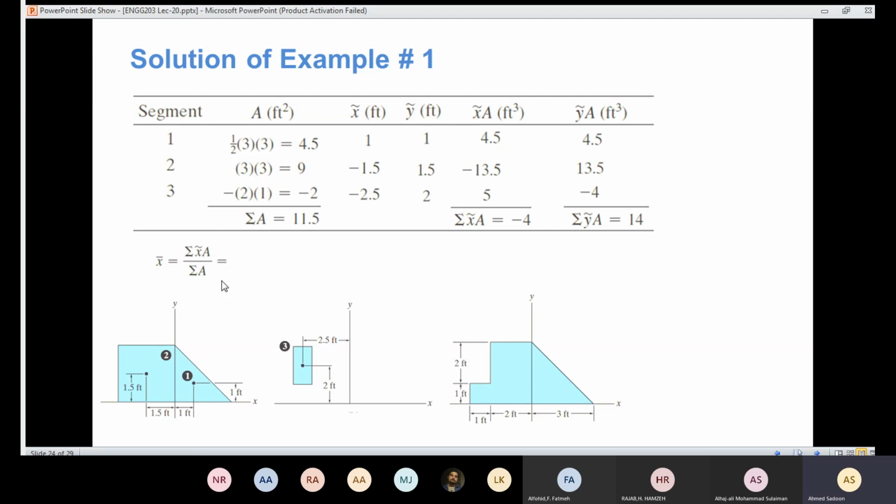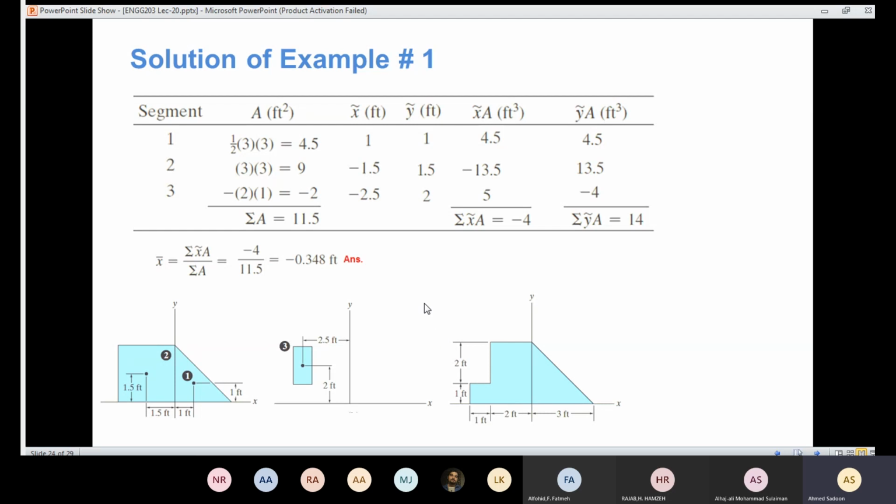So according to the formula, the centroid in X for the composite body here. We have X bar represent the centroid for the composite body in X direction. So we have the summation of X hat A, which is here, minus 4, and here we have the summation of the area. So I'm going to have minus 4 over 11.5, and the answer came out to be minus 0.345 foot. So here I'm going to move in this direction since it's negative.